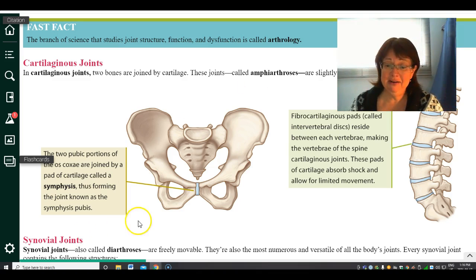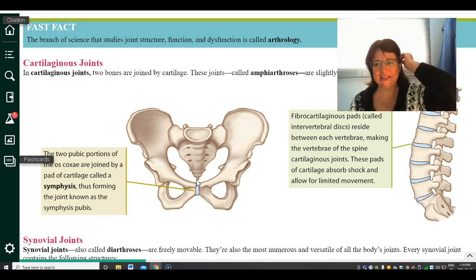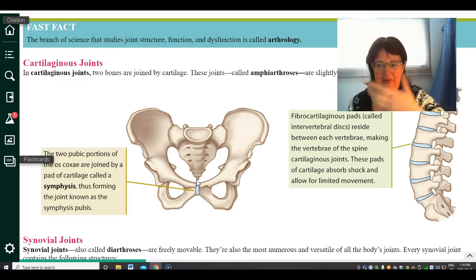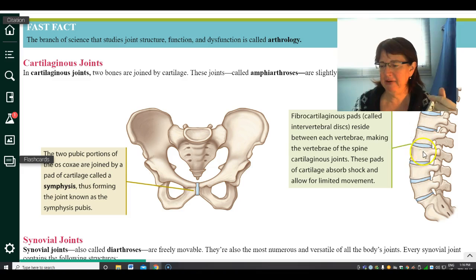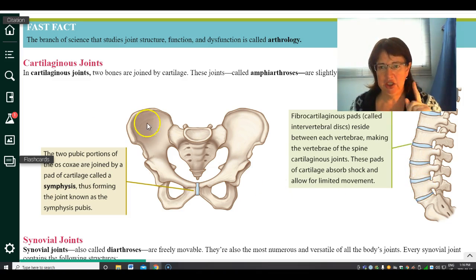The example here is the pubic symphysis. It is quite solid unless it is triggered by birth hormones, and then it will flex. This is quite often why females who have just had babies will have their hips out a little. And then the last example is the pads between the backbone. There's a cartilaginous joint in the fact that there are cartilage pads in between each vertebra to help with the shock. Okay, stop the video and fill in the blank again.